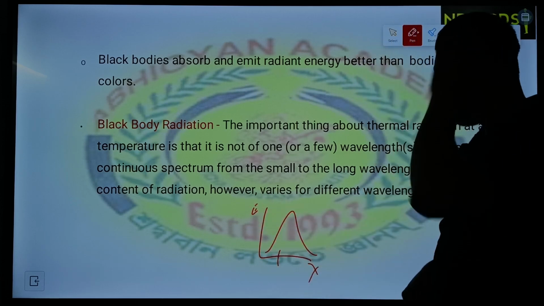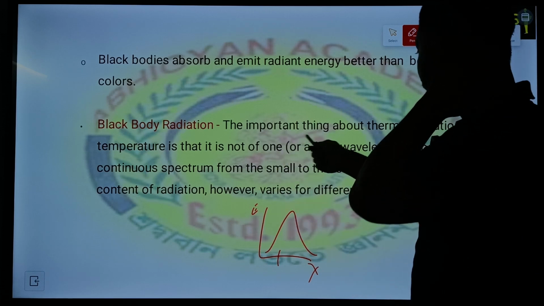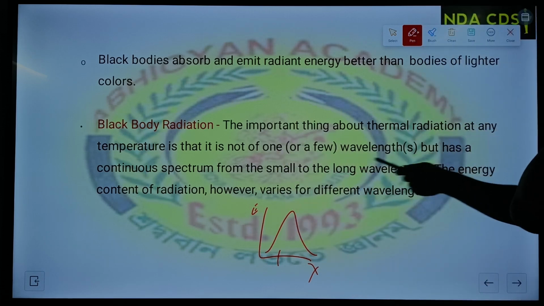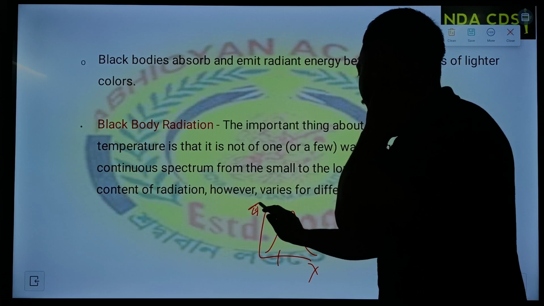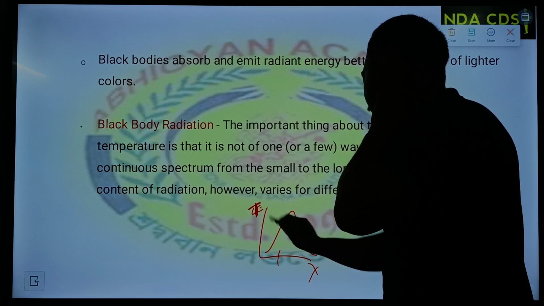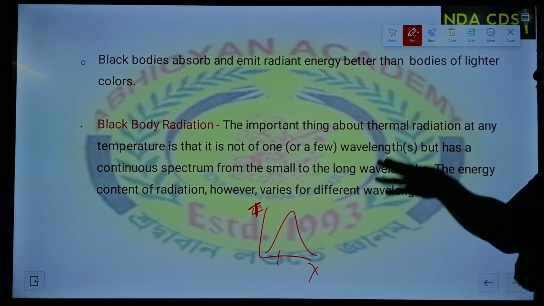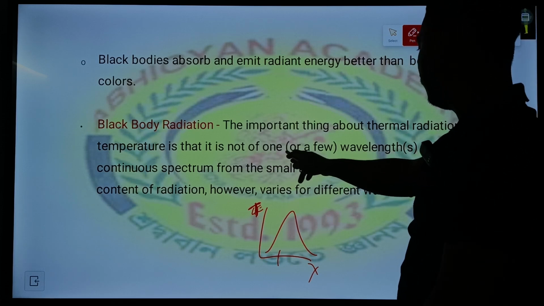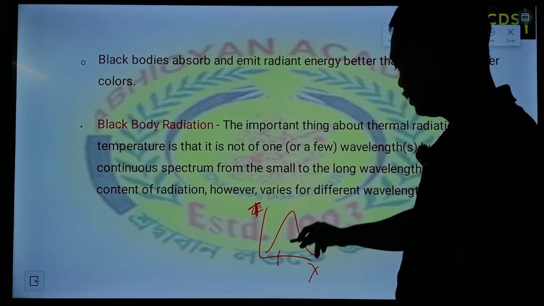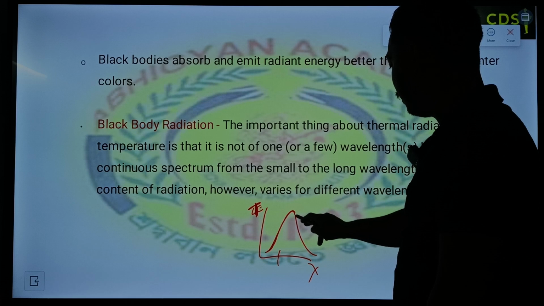This is energy, this is wavelength. The important thing about the thermal radiation at any temperature is that it is not of one or a few wavelength. It is not of one or a few wavelength.